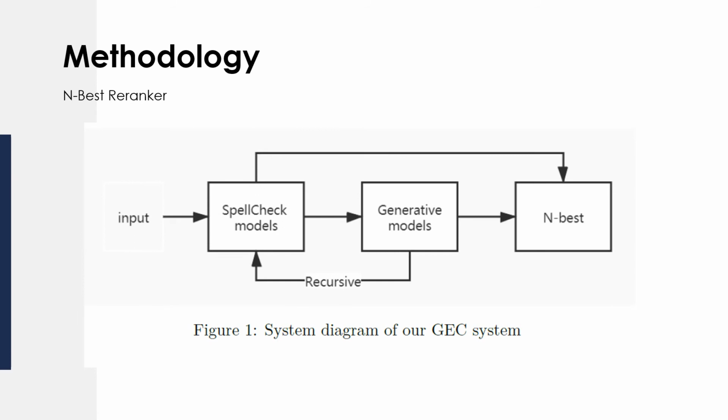Then we come to the ensemble re-ranker. As I said before, here is the pipeline of our model. We will do spell check models with 2 models parallelized, and the generative models with 2 models parallelized, and recursively multiple times. Finally, we will get multiple outputs. Therefore, we need a way to order them and get our best output. Therefore, we propose 2 methods.